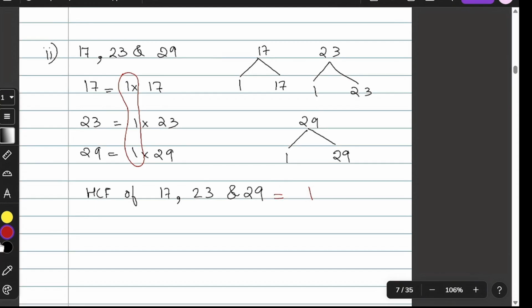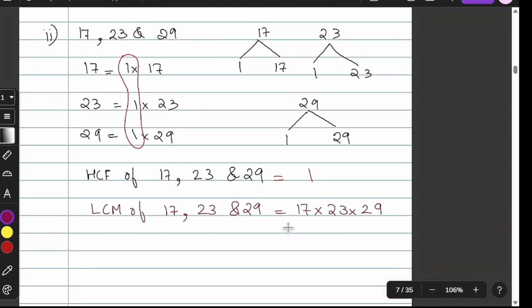Okay. Now I have to find my LCM. What is the LCM of 17, 23 and 29? It is 17 into 23 into 29. Okay. And what is its value? 17 into 23 into 29 is equal to 11339. Clear?